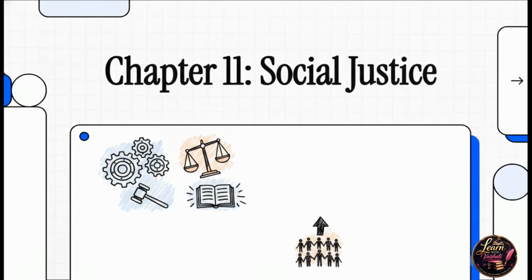Hello everyone and welcome. Today we are going to explore the core mechanics of a really fascinating concept, social justice. We are taking our direct inspiration from Chapter 11 of the Political Science syllabus. But honestly, whether you are cramming for your university exams right now, or you are just someone who wants a much sharper, clearer understanding of how fairness actually functions in the real world, you are in the right place. This explainer is going to break the whole thing down into clear, highly memorable frameworks.